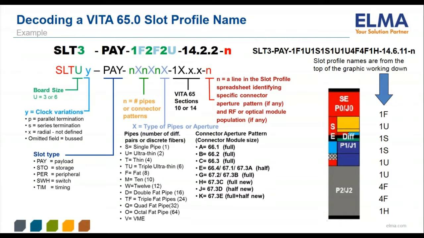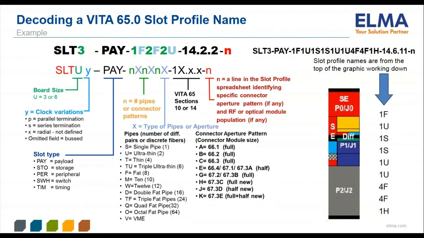The number of options shown in this table can result in a very lengthy profile name, such as the one shown at the top right of this slide as an example. A corresponding slot profile illustration is shown below that slot profile name. Notice that the slot profile name ends in a decimal section number within VITA 65.0.